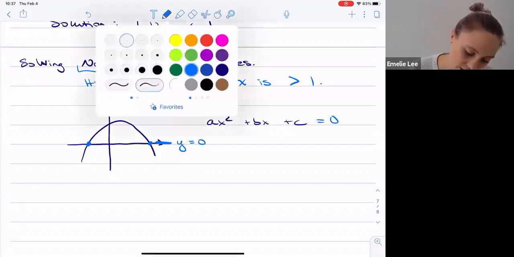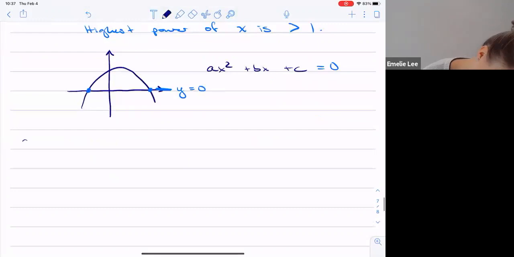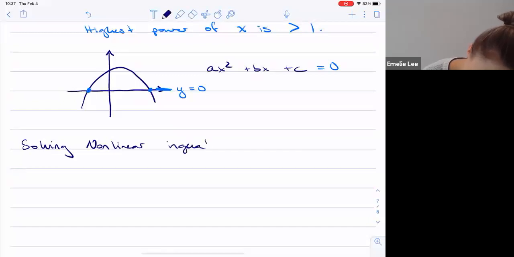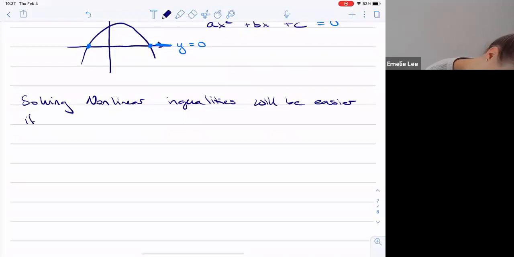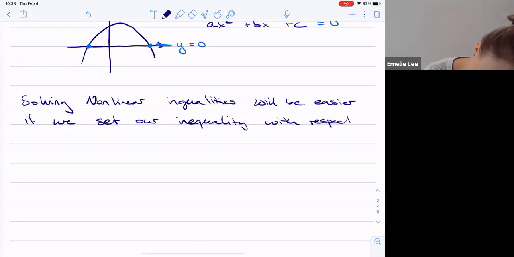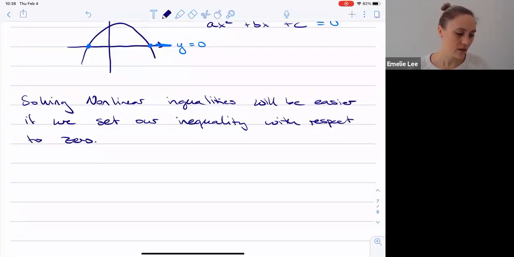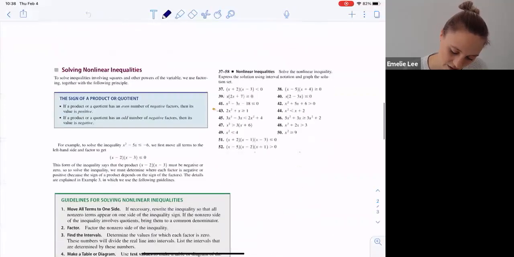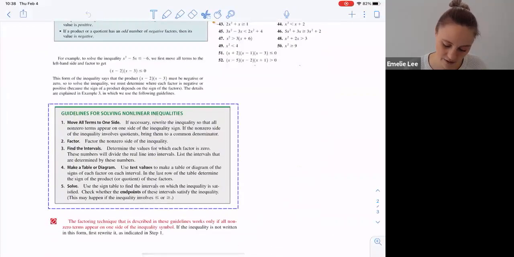So solving nonlinear inequalities will be easier if we set our inequality with respect to zero. All right, so in the handout, I've got just kind of guidelines for solving nonlinear inequalities.